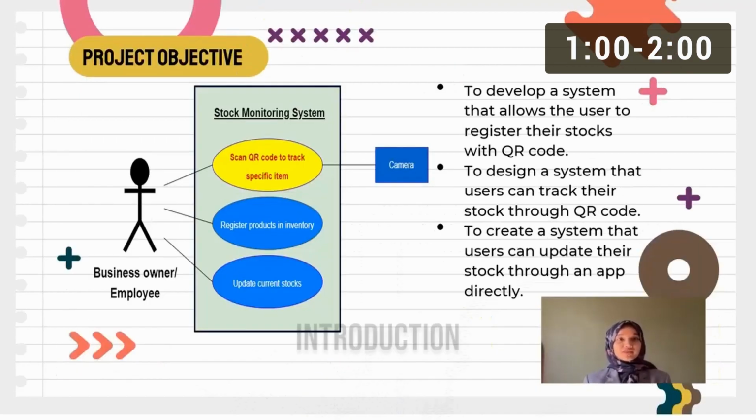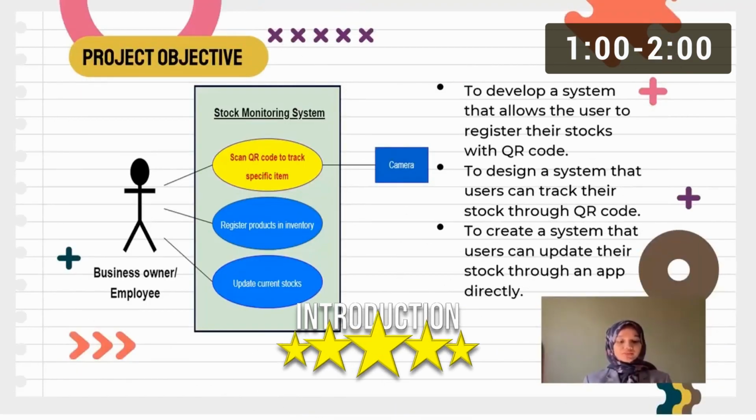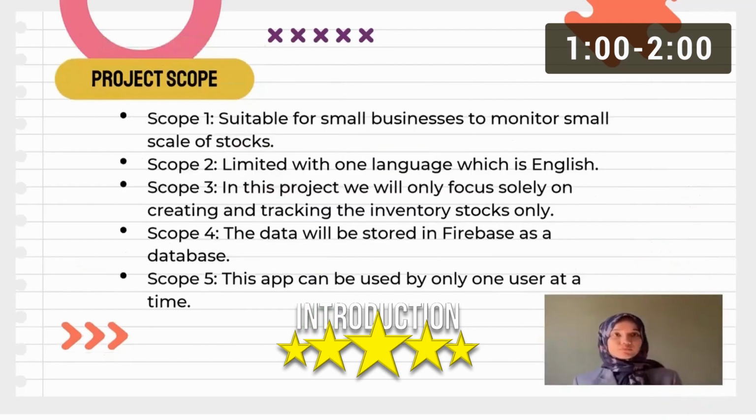There are three objectives of this project. The first one is to allow the user to register their stocks with QR codes. The next one is to design a system with which the users can track their stock with QR codes. And the last one is to create a system where users can update their stock through an app directly. Now, the scopes of this project.